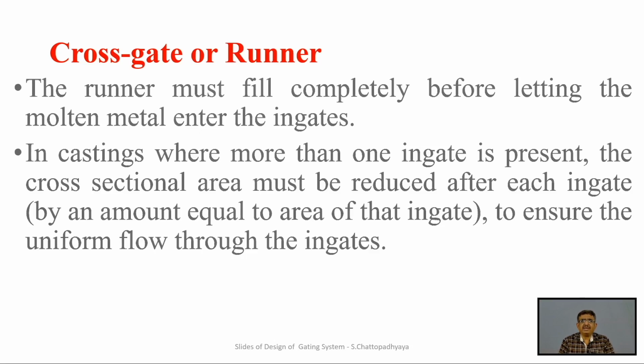The runner must fill completely before letting the molten metal enter the ingates. So stage by stage, full-fledged filling, and then it will enter into the other part, to ensure that solidification takes place in a directional way. And in castings where more than one gate is present, the cross-sectional area must be reduced, because there will be a flow drop. So in order to ensure proper flow, the area must be reduced after each gate, and the area of those ingates adjusted to ensure uniform flow, because whenever there are multiple ingates in sequence, the flow will be reduced. So with the reduction of the flow, the ingate designs and their area have to be minimized, to ensure uniform smooth flow.